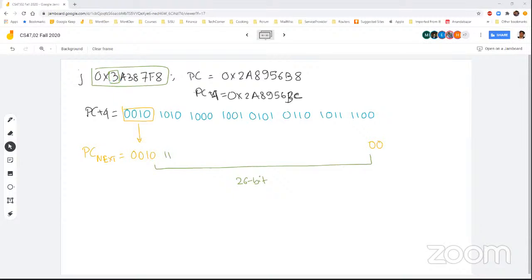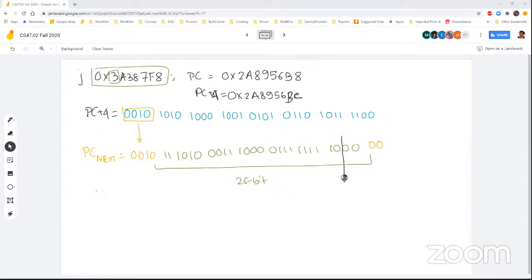So A will be 1010, 3 is 0011, 8 is 1000, 7 is 0111, F is 1111, 8 is 1000. And that is your PC next. Now you just change it to hex by grouping by 4.